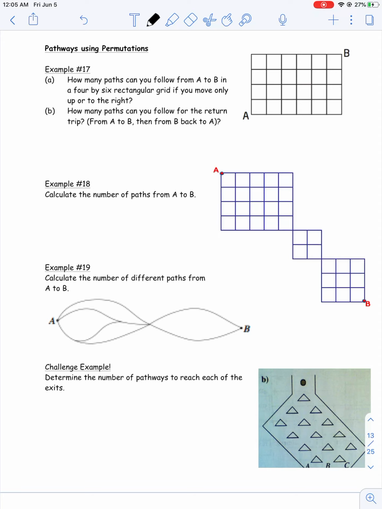Pathways. So pathways are saying how do we go from one letter to another letter? So from A to B, how do we get there? So we're going to use something called Pascal's triangle. So what I like to do is start with, it says to follow from A to B. So there's one way to go along the sides of a rectangle.